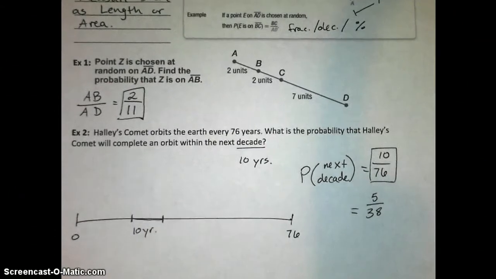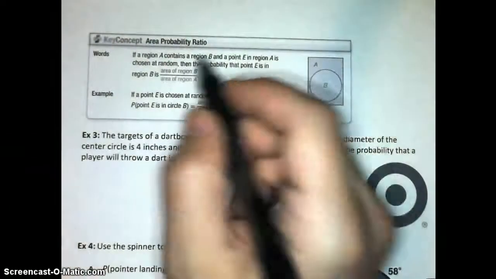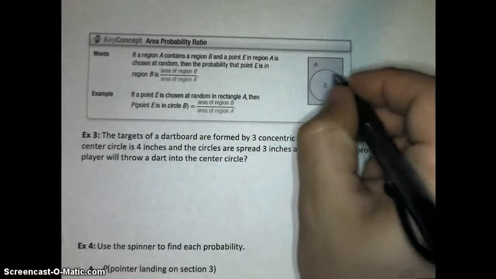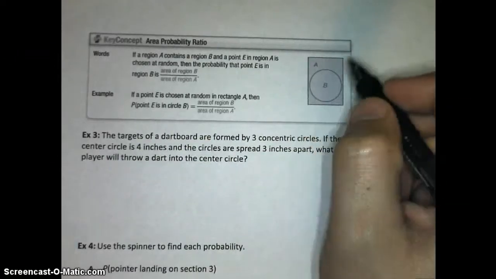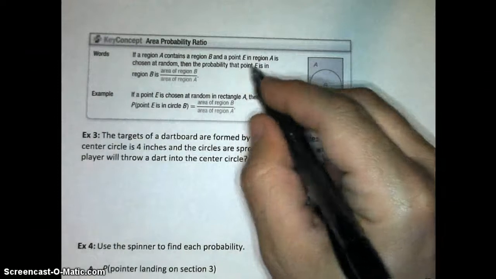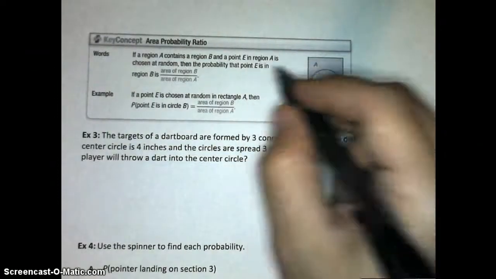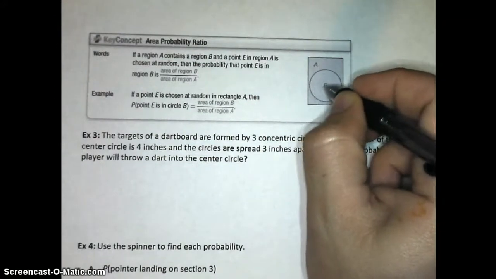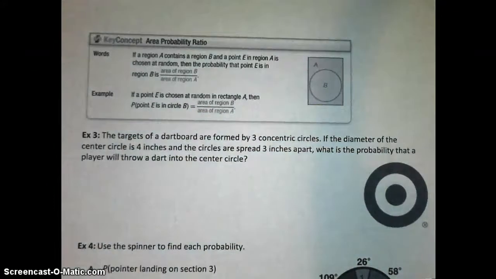All right, now we can also talk about probability when it comes to area measurements. And so we have our area probability ratio. Let's say we have some region A that contains region B. So the area of region B has to be smaller than the area of region A by definition. We're going to select point E at random anywhere in region A of our sample space. Then the probability that that point is in this other region B is the area of region B out of the area of region A.